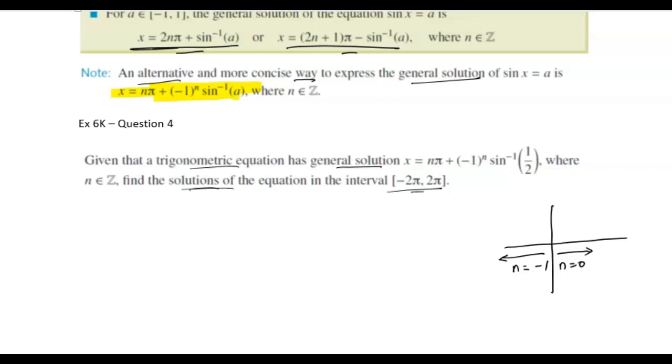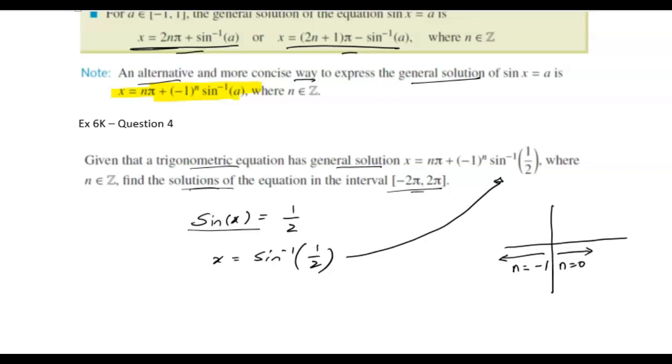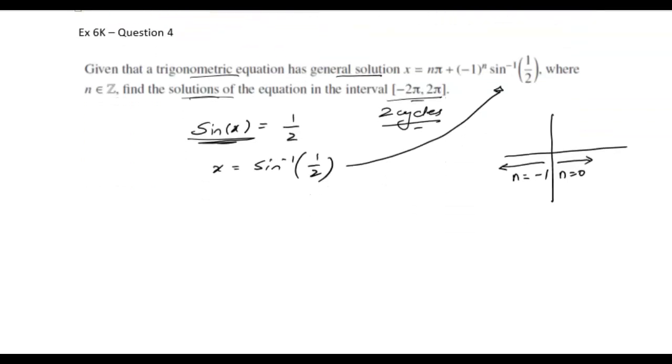Now, given that this is a sine inverse function, for example, if this question was written in this format, sine x is equal to 1/2, then x is equal to the sine inverse of a half. And that's what they've done here. They just represented it in a different format. What I can see here is the sine x function has a period of 2 pi, which means we're going to be able to fit 2 cycles in this domain that we have here, 1 cycle on either side of the y-axis. So now we're going to start substituting the values for n.